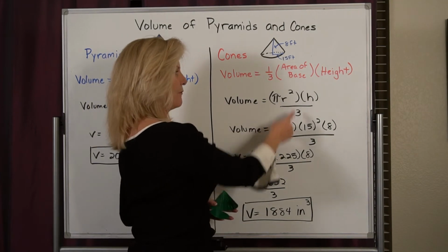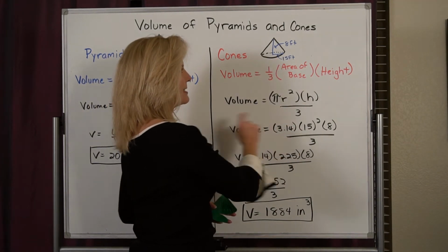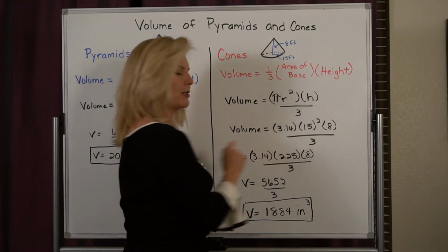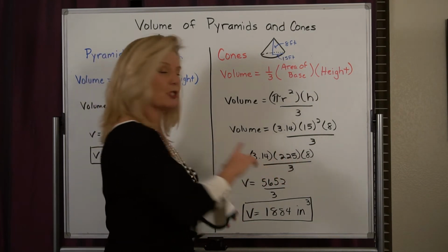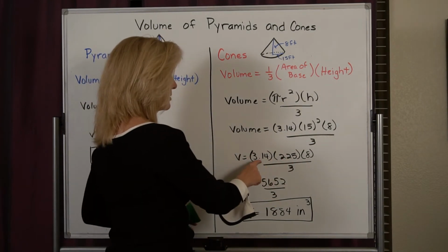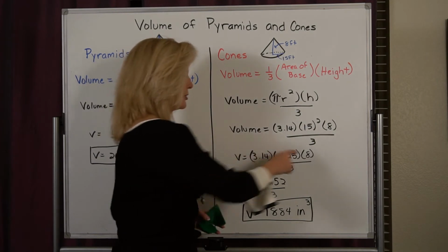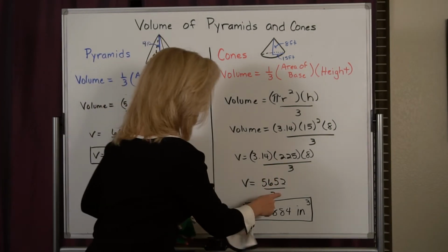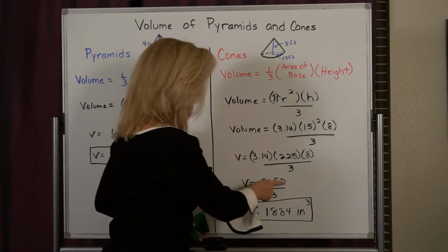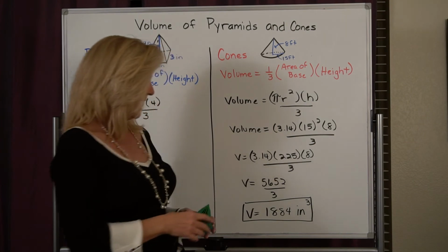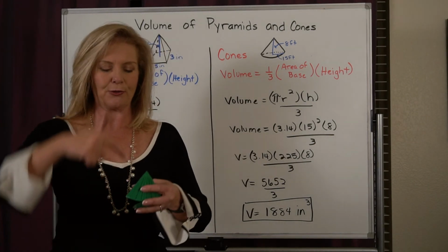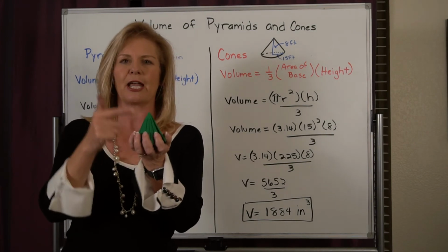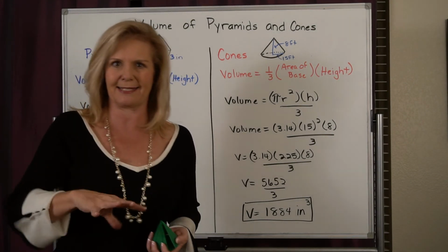So pi is 3.14. In this example, my radius is 15, which I'll square, and my height is 8. So 15 squared is 225. I'm going to multiply everything on top of that division bar first. So 3.14 times 225 times 8 is 5,652. I still haven't divided by 3, so that's my last step. When I divide by 3, I get 1,884 inches cubed. Again, that's the measure of that inside space. That's how much this cone could hold inside of it.